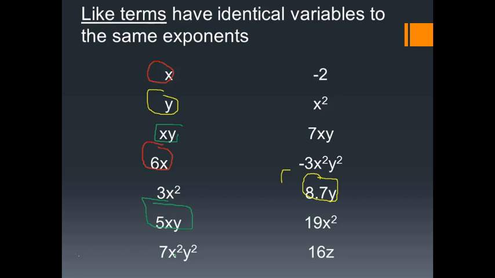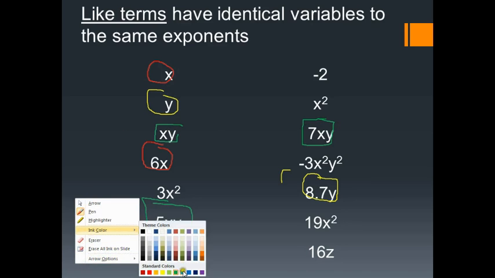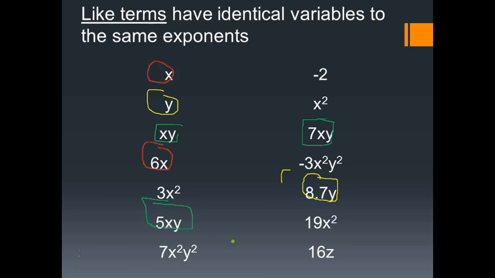The 7x squared y squared would not work because the two variables are being squared. We just want the two variables. Good there. Switch my color again. Let's see here. X squared. There's an x squared. Those two are alike. So is the 19x squared. All of those have an x. That x is being squared. That's it.